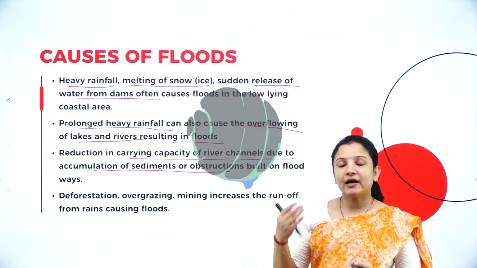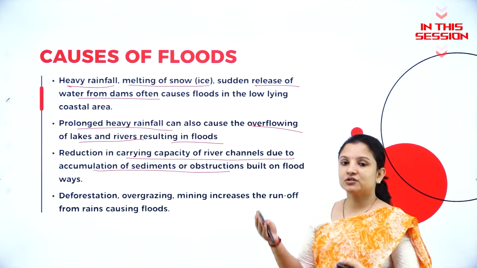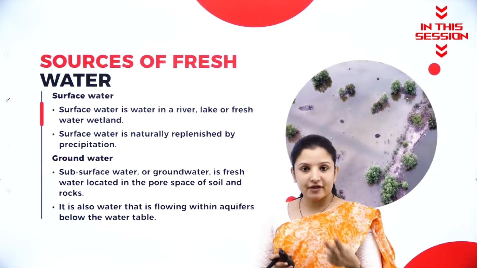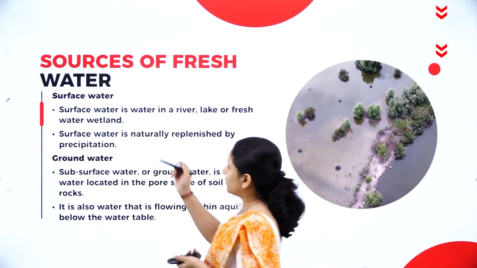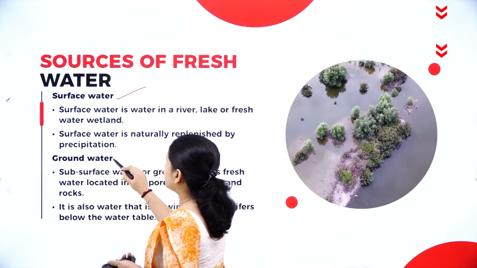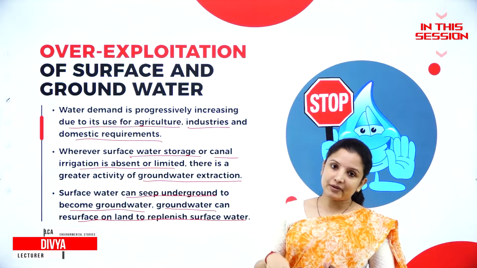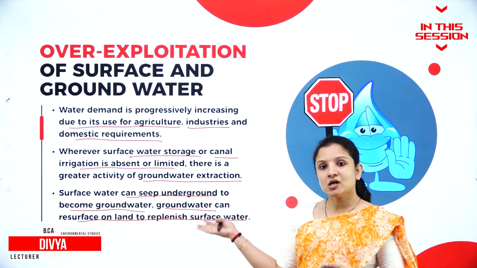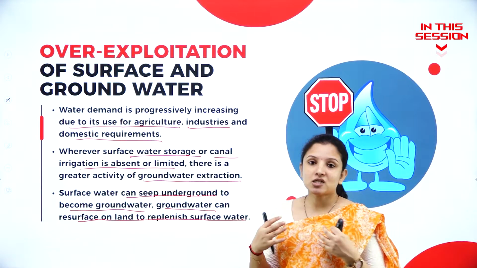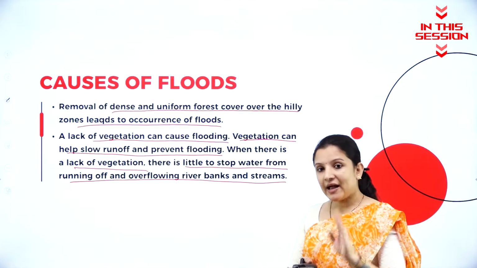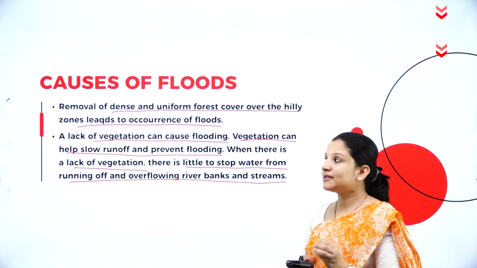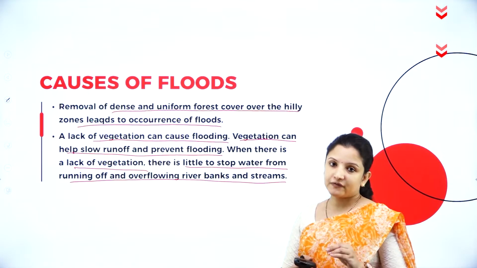The reduction in the carrying capacity of water by the rivers will lead to overflow of the water and therefore it causes flood. The fresh water is divided into two types. One is the surface water and the other one is the groundwater. The level of groundwater also depends on the surface water. The amount of surface water can also depend on the groundwater. Both are interconnected to one another. Plants are one of the important features that are needed in order to prevent flood.